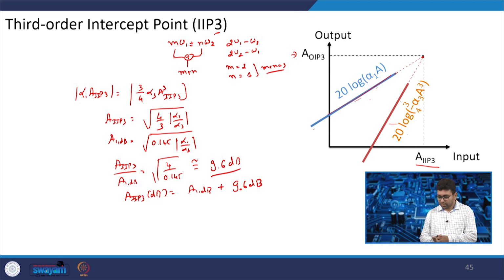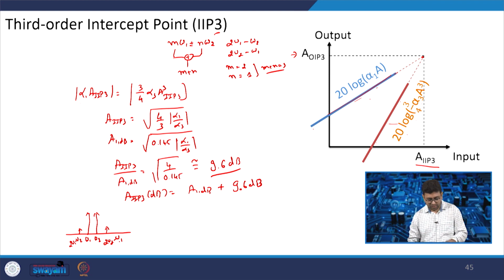So, here is one more analogy that you can add. Suppose this is a third order point and this is a first order point. So, this is omega 1, omega 2, and this is 2 omega 1 minus omega 2, 2 omega 2 minus omega 1. Now, when this is increasing one time, this is increasing 3 times, because the amplitude is cubed. When this is increasing one time, this is increasing 3 times, 1 time and 3 times.